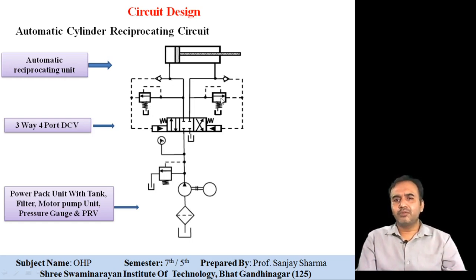On both sides, two pressure regulator switches are provided. One is given on the side of the piston, and the second is given on the side of the piston rod. It means one for the extraction and one for the retraction. Now how does it work? Let us see.